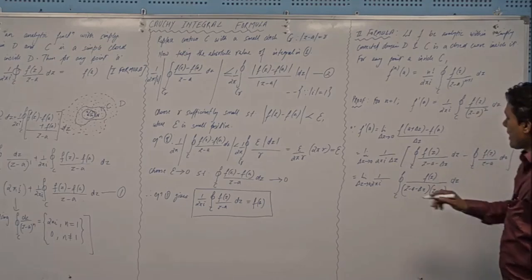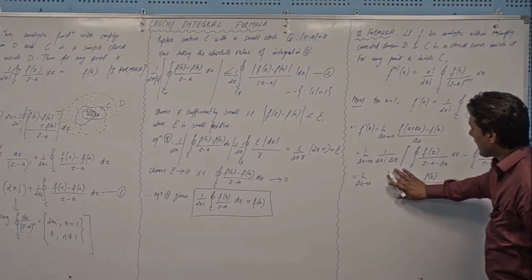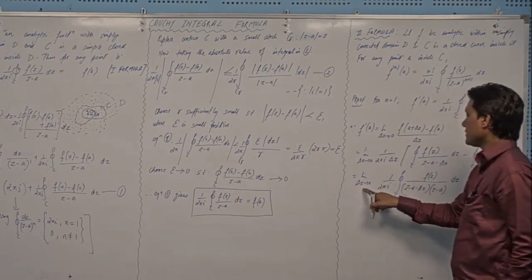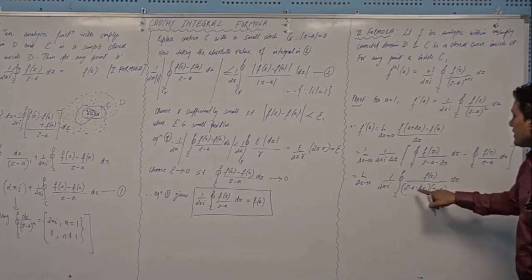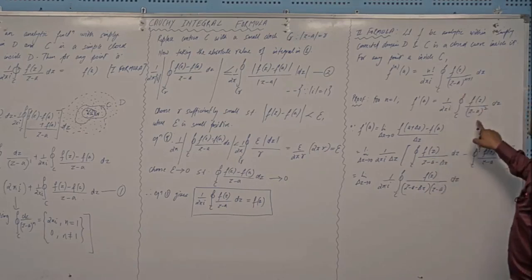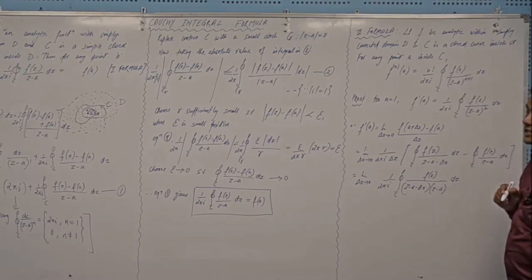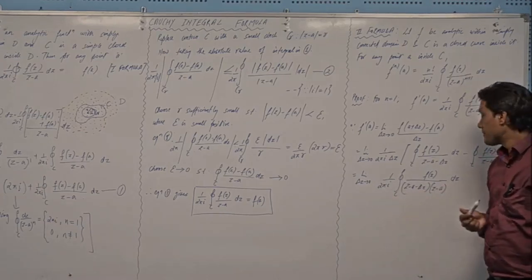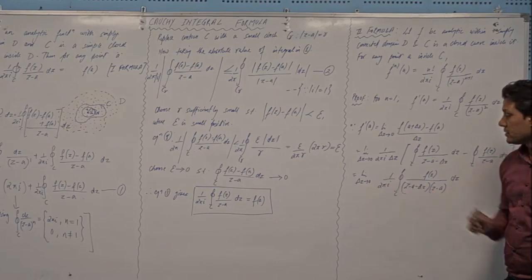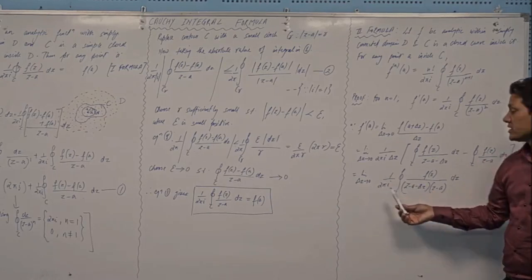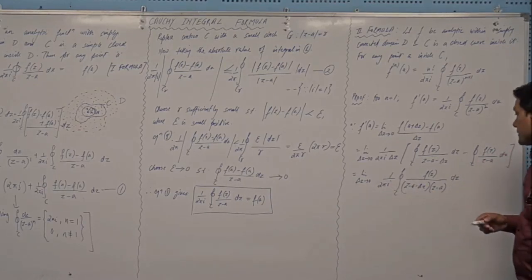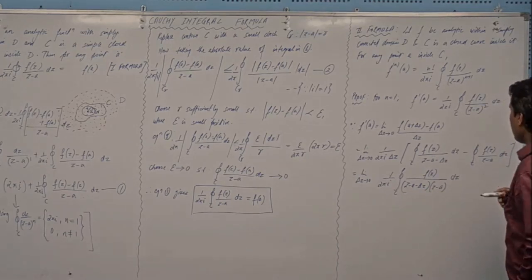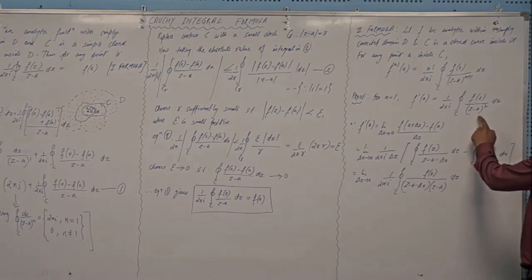Can you apply the limit delta z tends to 0 here? If delta z tends to 0, it will give f(z) over z minus a whole squared, as required. But this is not the case. You cannot take the limit inside an integral, so be careful at this point. Limits cannot always be taken inside the integral sign, not always. So we'll stop here.